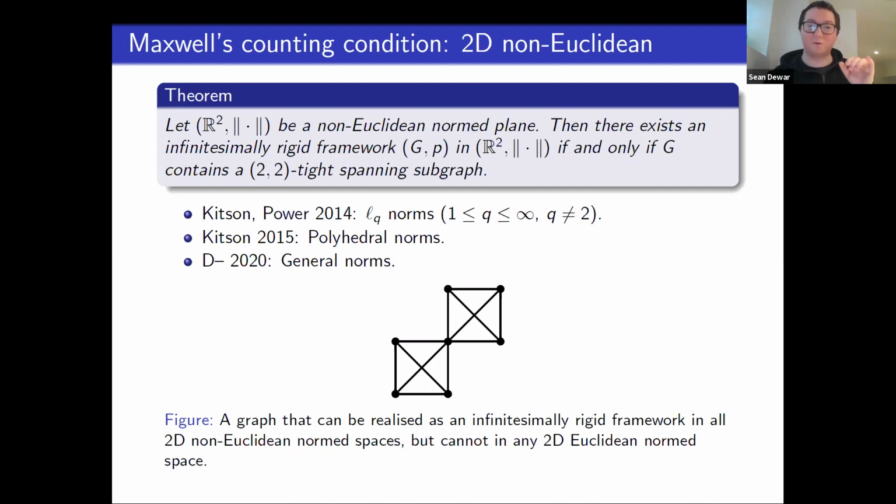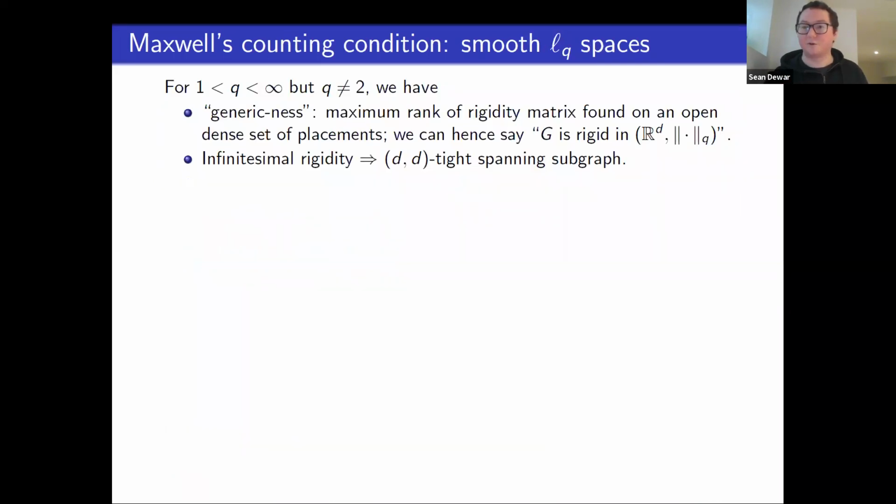One more thing. The 2-2 tight count is actually equivalent to having 2 edge-disjoint spanning trees and no extra edges than that, which is another thing you might want to keep in mind. So we did it for 2D. 3D things start getting difficult because we don't even know if there exist infinitesimally rigid frameworks, but we can say some stuff in LQ spaces.